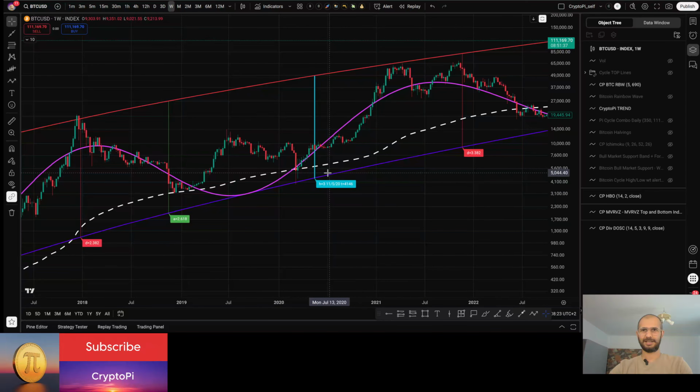Same story happened in 2020 halving. Price crossed the halving line, went below the wave. Price crossed the wave, we saw the first top, and at this point we all thought, all right, this is the top, no more price, because a lot of indicators were also showing that this is the top.